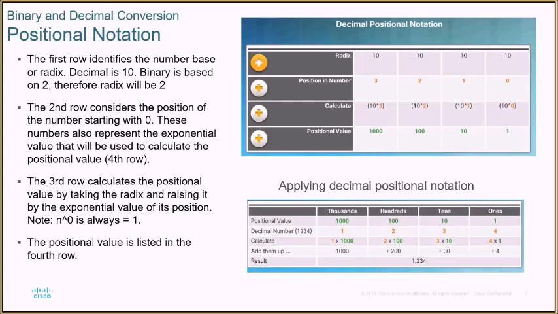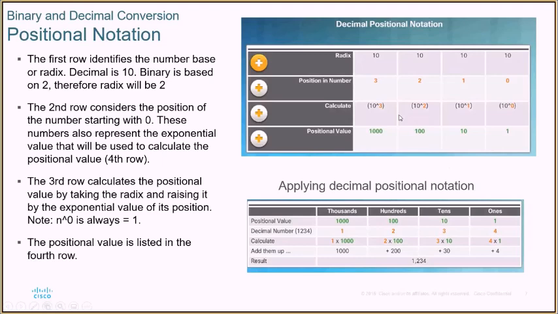So we're talking about positional notation here, and basically we're explaining in detail how numbers work. The reason we're doing this in decimal is so we can then relate it to binary in the next few slides. As you can see, we're talking about the base number or radix, and of course for decimal it's 10. The second row is the exponent, or the position in the number, and you always count from the right, from 0, 1, 2, 3, 4, etc.